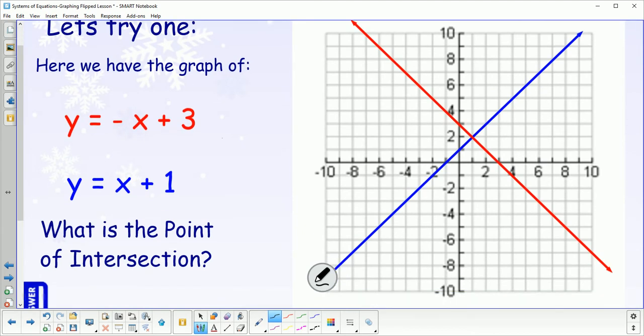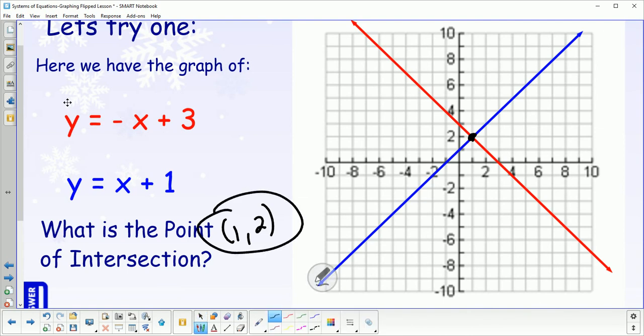Okay, so if we try one here, we already graphed these two lines. We did this earlier. And here you'll see where the two lines cross is right there. So the point of intersection has coordinates 1 for x, 2 for y. And so our point of intersection or solution is 1, 2.